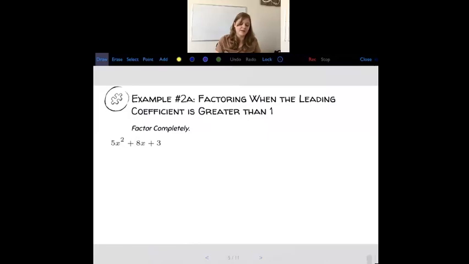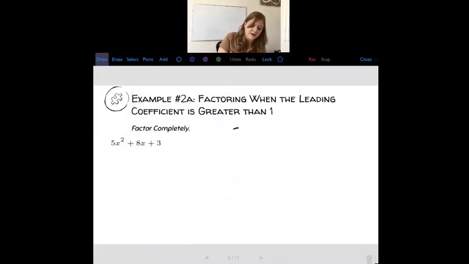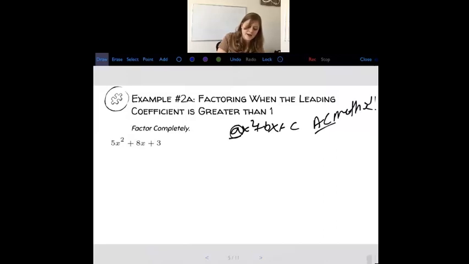So remember our standard form for quadratic expressions is ax squared plus bx plus c. So when we're talking about a being greater than 1, we're talking about the number in front of x squared. And there's 3 methods to do this, and I'm going to go through all 3. This first method is called the AC method. AC refers to A and C in the standard form that we have.